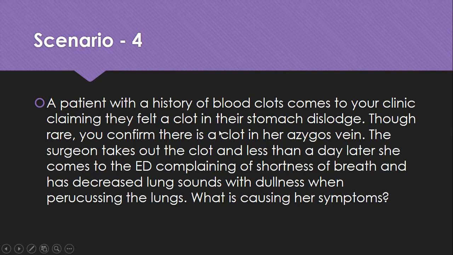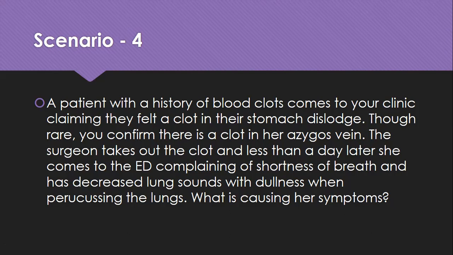Now, let's again note the keywords here. First, blood clot in the azygos vein. The surgeon is taking out the clot from the azygos vein, and then later she is complaining of shortness of breath and there are decreased lung sounds. So when there are decreased lung sounds, the lung should be filled with some sort of fluid, right? And now compare it to the azygos vein. Now we have to decide whether it's blood, hemothorax, or pleural effusion, or chylothorax.